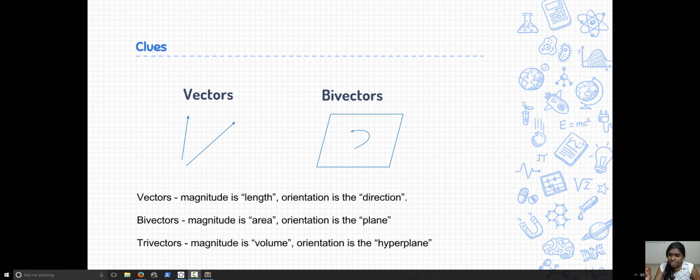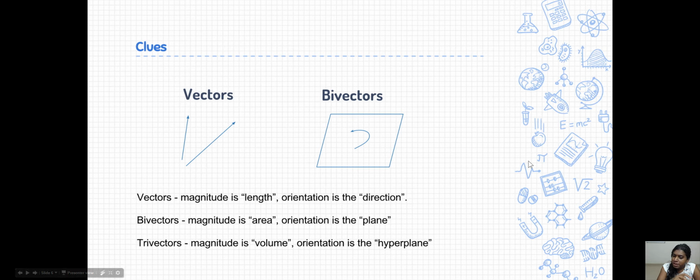Note that bivectors are not same as 2D vectors. No. Bivectors represent area in any dimension. Similarly, trivectors are not 3D vectors. They represent a volume in any dimension. Just like vectors, bivectors also have a sign. For example, positive sign means along the direction that we decided and negative means the reverse direction. Similarly, bivectors are either clockwise orientation or anti-clockwise orientation. And so on goes for higher order vectors.